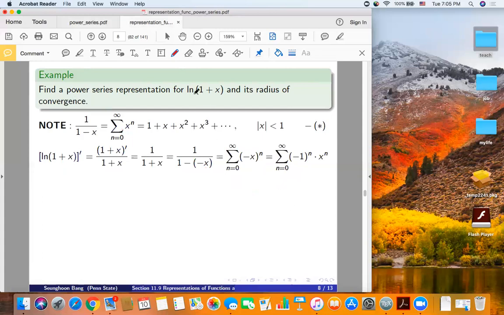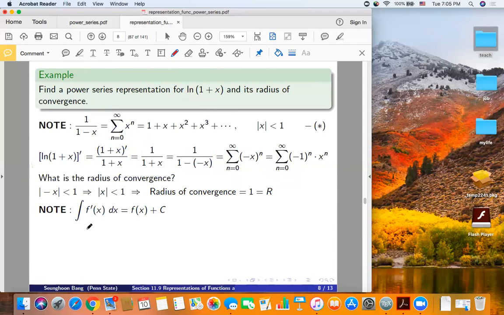So how can we change back? And then 1 plus x. The next step is, take what? Take the integral. Take the integral. This is the idea. So one more thing: the radius of convergence is 1. That doesn't change it. So next, take the integral.